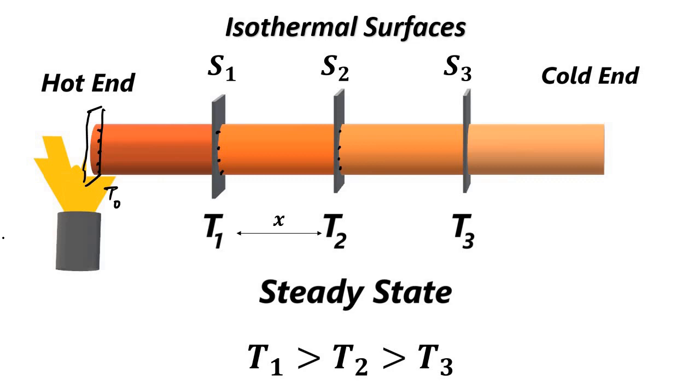Here the temperature is continuously changing, but in the steady state it has become constant. The temperature of each and every point is different, but it remains constant with time. In steady state, there is no further increase of temperature. So this is called the steady state. Here T0 is greater than T1, is greater than T2, is greater than T3. Understand the difference between variable state and steady state.